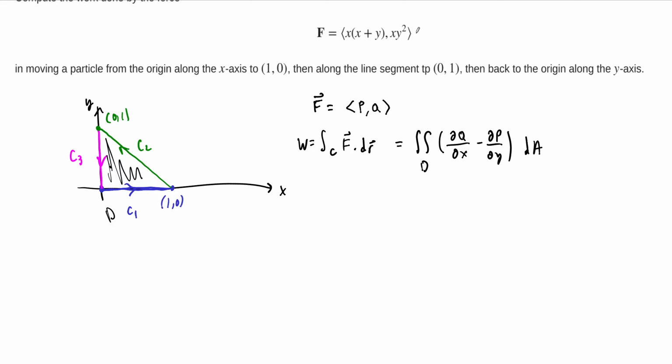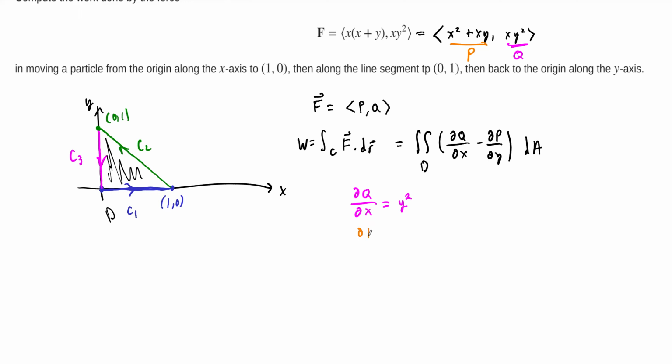So let's write this out. When I say write this out, multiply this first term out. So our P is going to be x squared plus xy. Our Q is xy squared. That part is correct, right? Here's our Q. Here's our P. Let's work this out. Magenta for Q. So dQ/dx, that's the x derivative of this component. That's y squared. Derivative with respect to x is y squared.